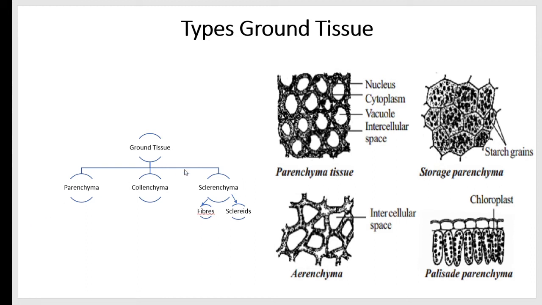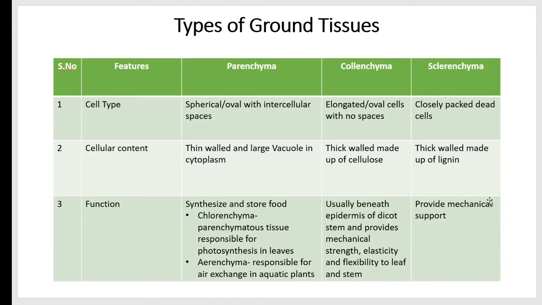The picture here shows the parenchymatous tissues: the storage parenchyma with starch grains, the aerenchyma, which is responsible for air exchange, and the palisade parenchyma with chloroplasts, usually responsible for photosynthesis. So the types of ground tissues are parenchyma, collenchyma and sclerenchyma. They are differentiated on the basis of their features like cell type, the presence of cellular content and the functions they perform.